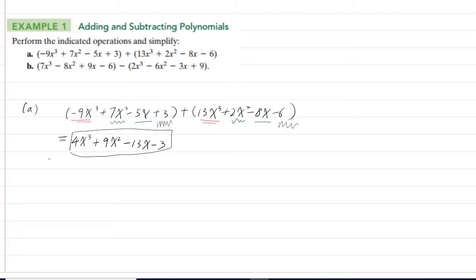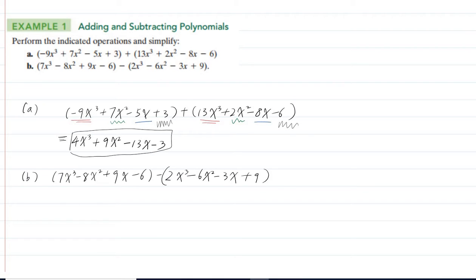Alright, let's take a look at part B. For this question, because we have a negative sign here, you really have to be careful. When you have a negative sign here, that means we really have to pay attention. It's easy to make a mistake. Okay. First of all, you want to get rid of this parenthesis. So we're going to have 7x cubed minus 8x squared plus 9x minus 6.